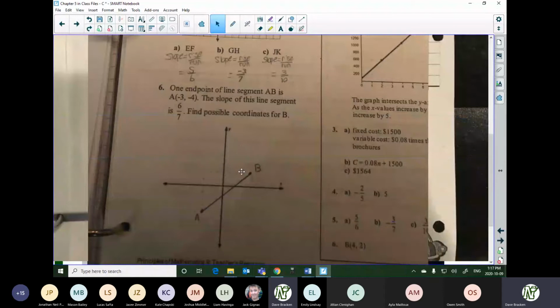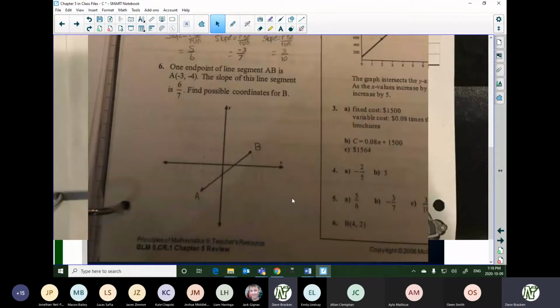This person here, negative 3, back 1, 2, 3, and negative 4, down 1, 2, 3, 4, and they put a point A right there. Their slope is 7 over 6. Rise, 1, 2, 3, 4, 5, 6. Run, 1, 2, 3, 4, 5, 6, 7. We ended up right here. What are the coordinates? 4 and up 2. The coordinates of B are 4 and 2. All right, is everybody good with that part?